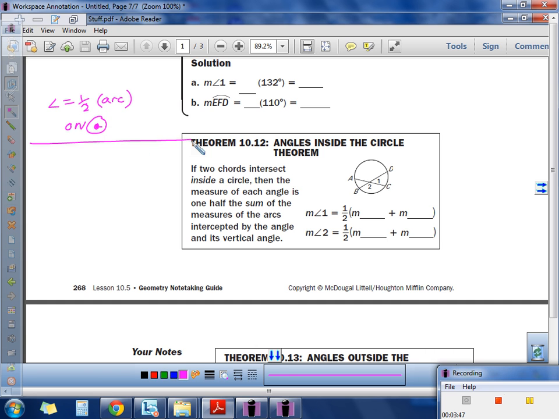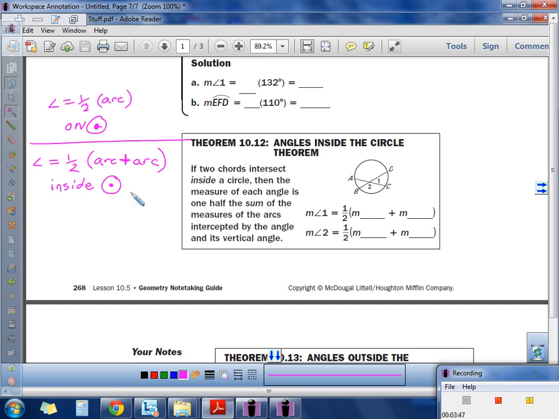Now we have a different situation. We have this new formula. Angle is half arc plus arc. We're going to be adding 2 arcs. And the vertex, where's the vertex this time? It's not on the center, it's just inside somewhere. So it's inside the circle.